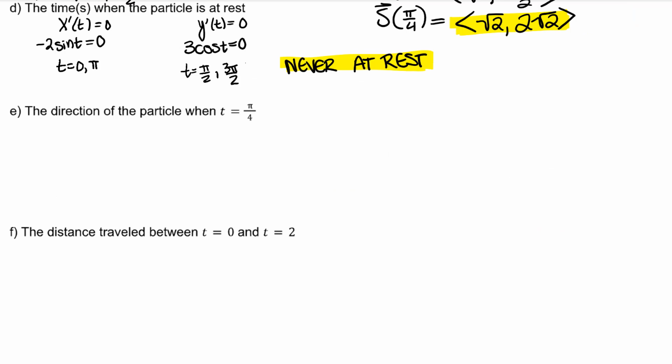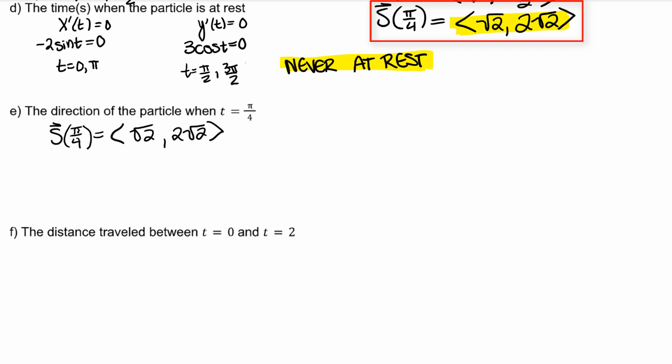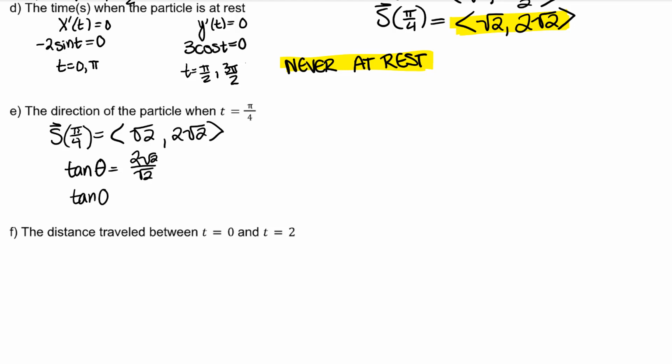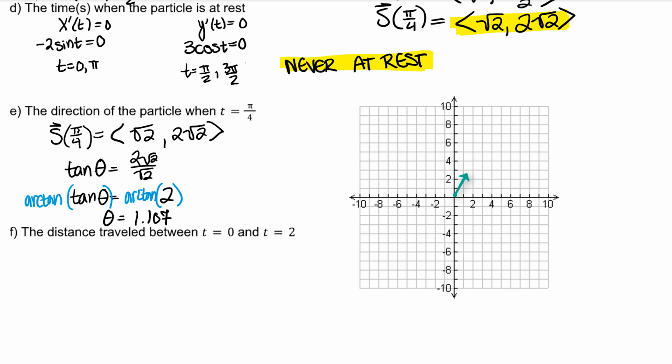The direction of the particle when t equals pi fourths would be based on the position vector at pi fourths, which was root 2, comma 2 root 2. Set up your equation where tangent of theta is equal to the y component over the x component. And when you use a calculator, you'll get 1.107. Our vector is in the first quadrant, and this angle is in the first quadrant, so that's our correct angle.